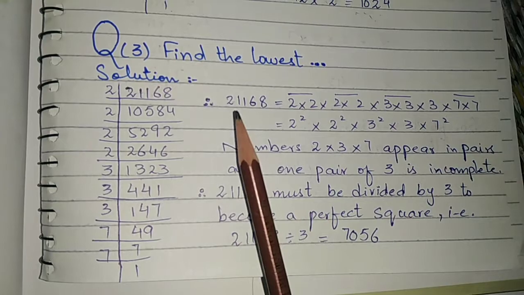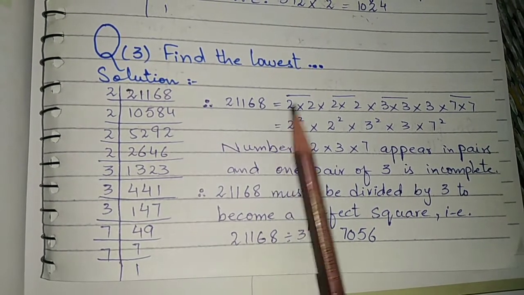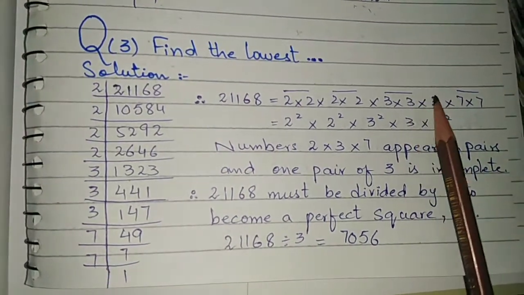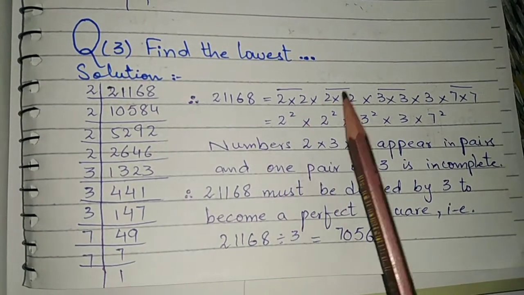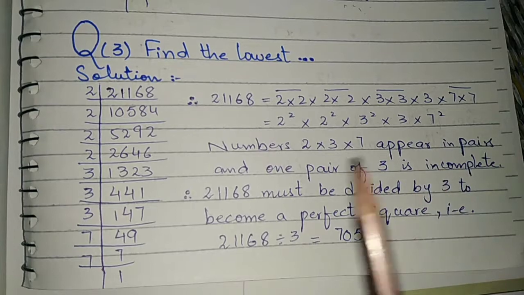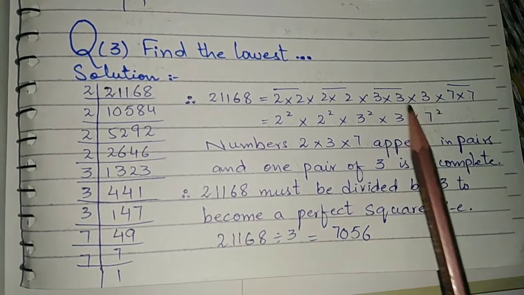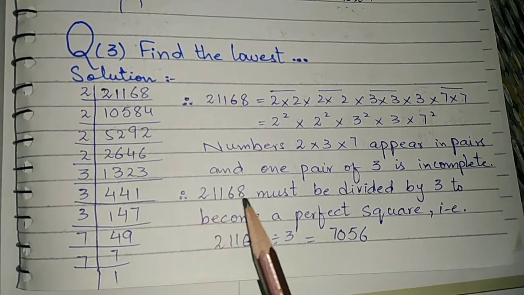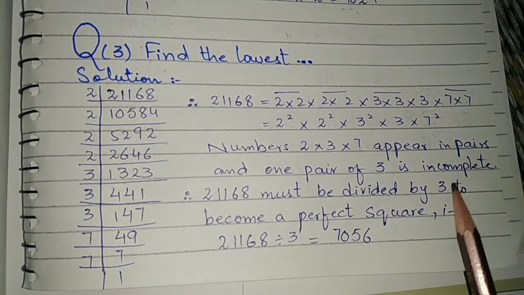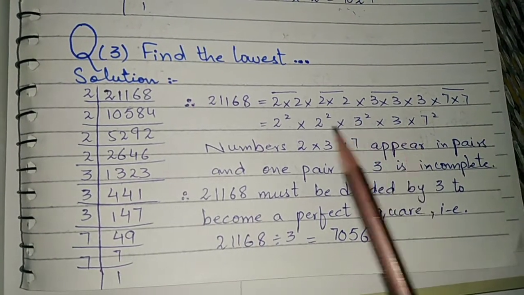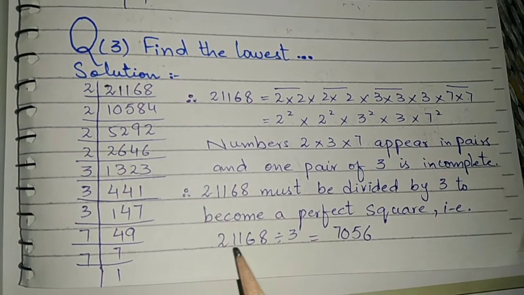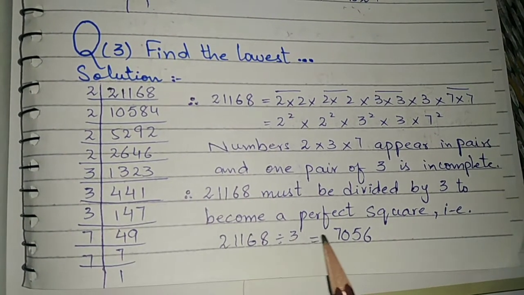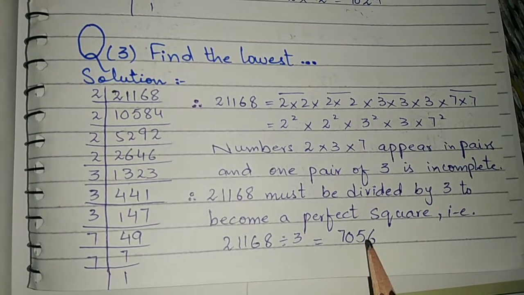Now for 21,168, we write the prime factors in pairs. Now the pair of these 3s is incomplete. So the numbers 2, 2, 3, 7 appear in pairs and one 3 is left without a pair. Now this number should be divided by 3. If we divide it by 3, this 3 will be cancelled out, so it becomes a perfect square. So 21,168 divided by 3 gives a perfect square, 7,056.